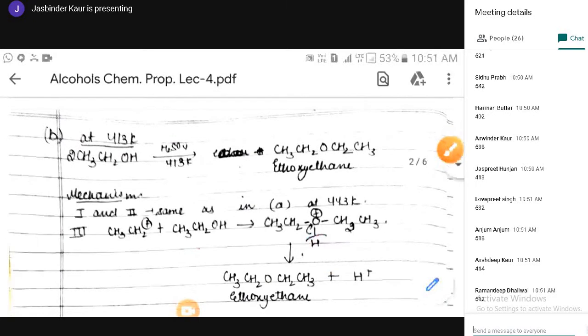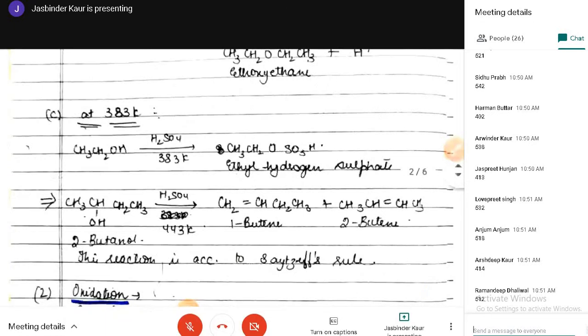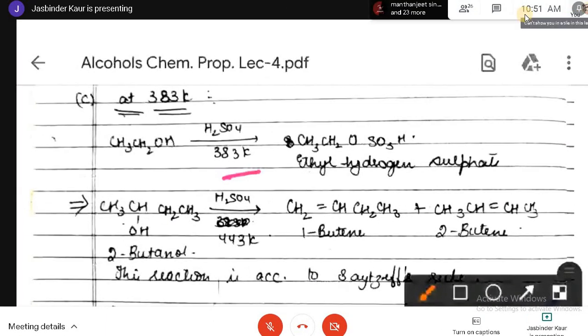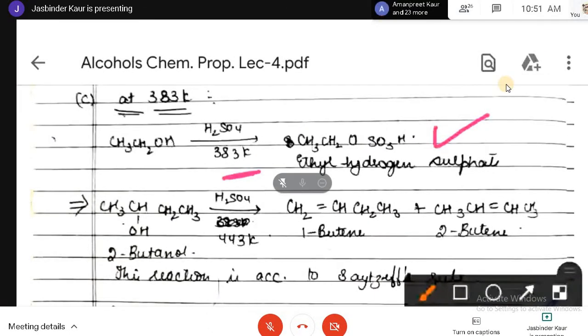And if alcohols are treated at 383 Kelvin temperature, then alkyl hydrogen sulfates are formed, in the dehydration process.